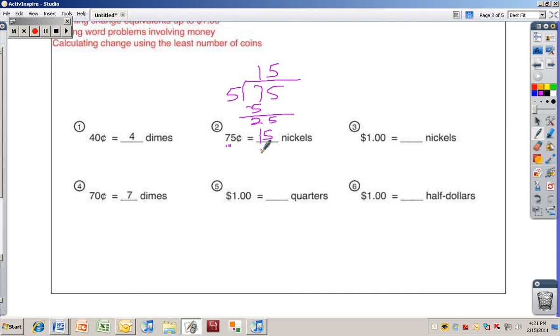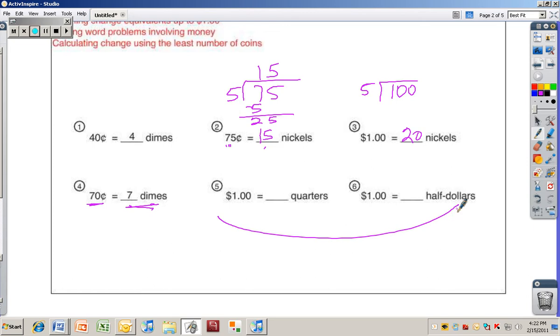How many nickels are in a dollar? Go ahead and pause the video, see if you can fill that in, and then turn it back on when you have the solution. Okay, again, if you count on your fingers, or if you do 100 divided by 5, you will figure out that there are 20 nickels in a dollar. And then the next one says 70 cents is 7 dimes. That's pretty simple. I'd like you to pause the video, do 5 and 6, and then turn it back on when you have the solution.